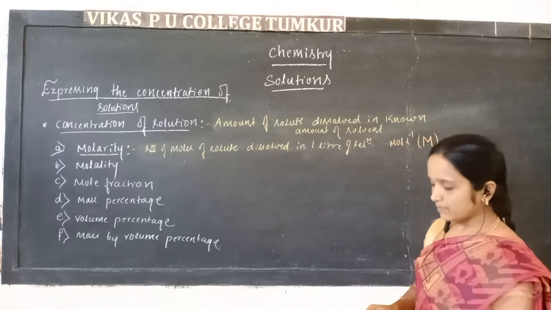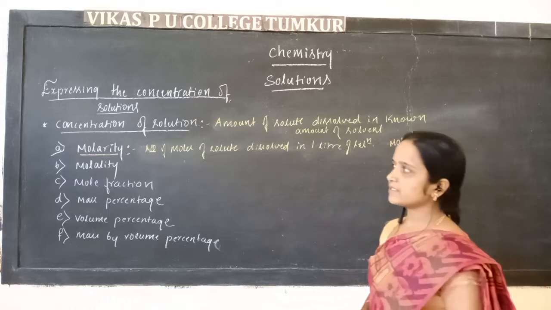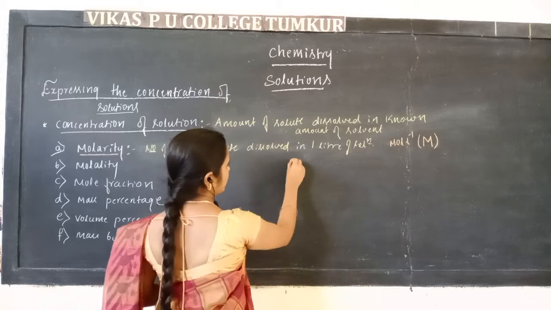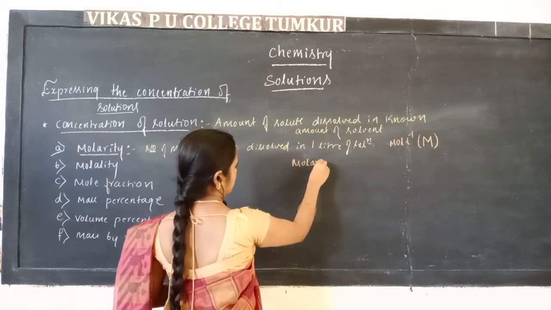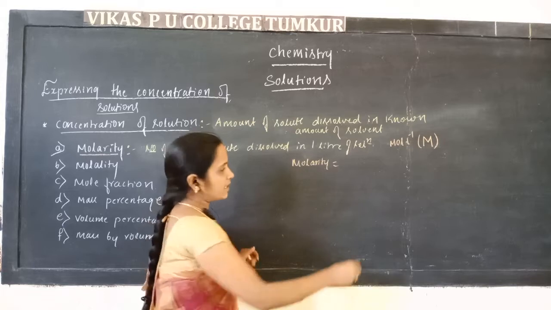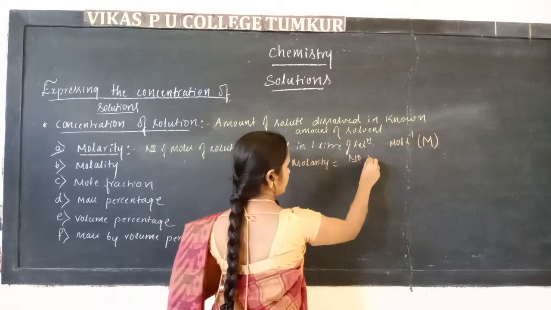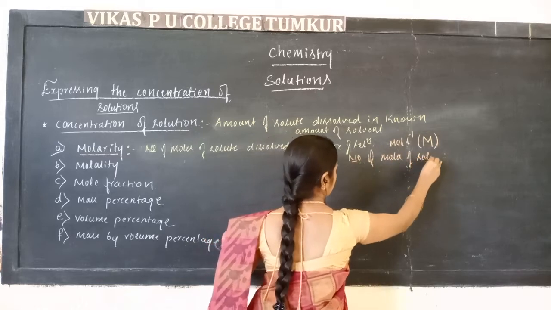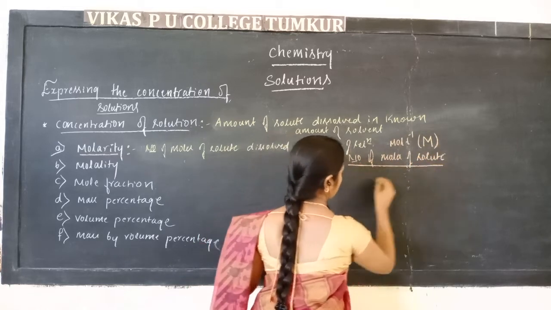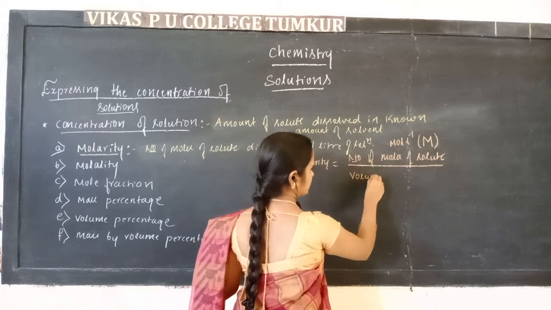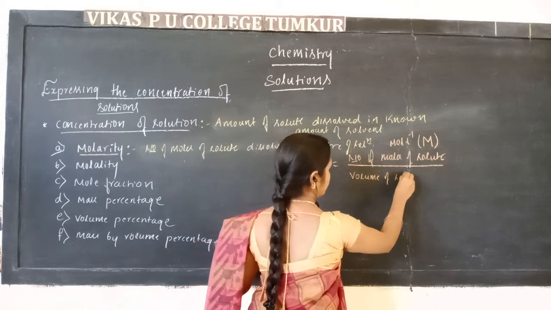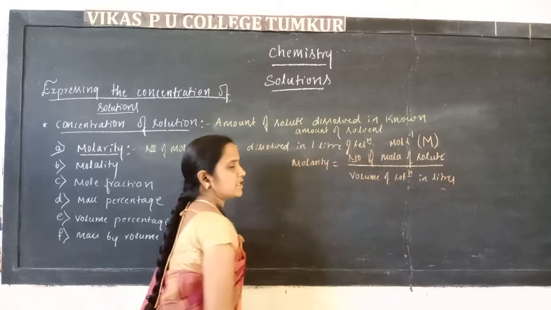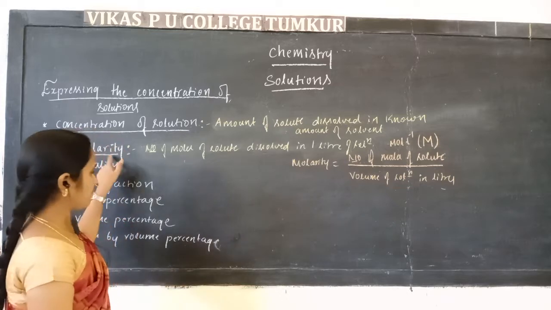The formula which is used to find the molarity is: molarity is equal to number of moles of solute divided by volume of the solution in liters. This is the formula used to find the molarity of the substance.